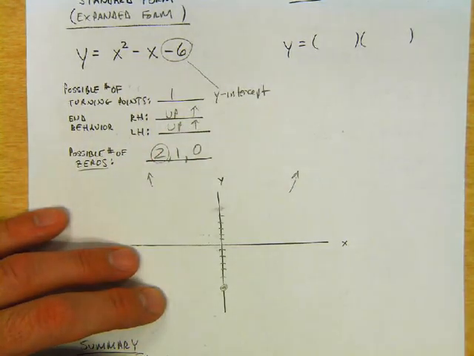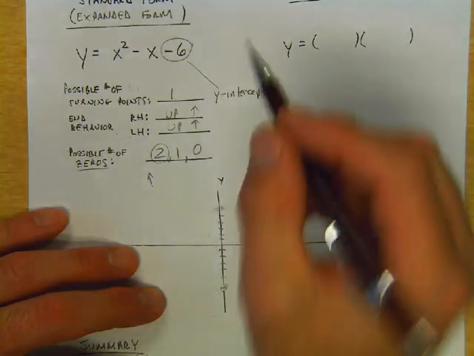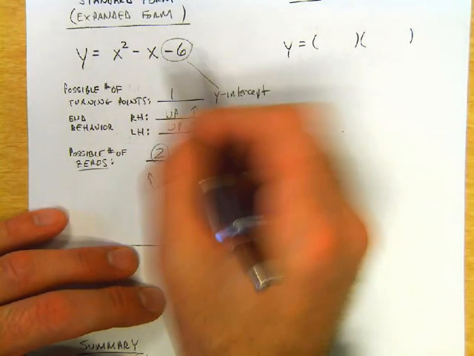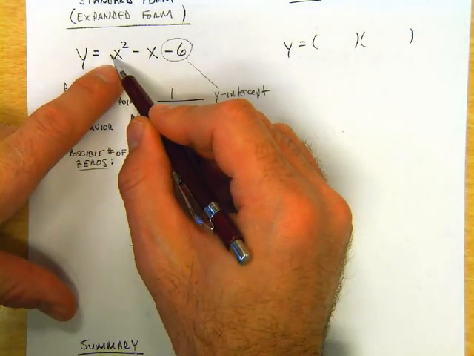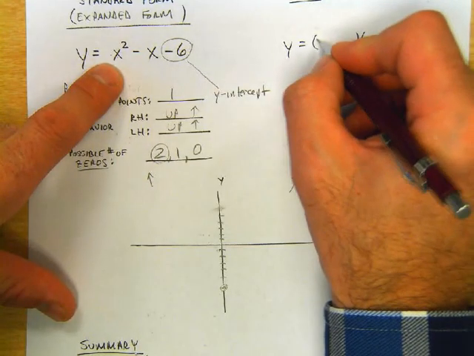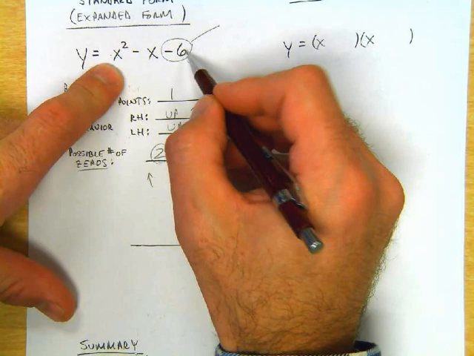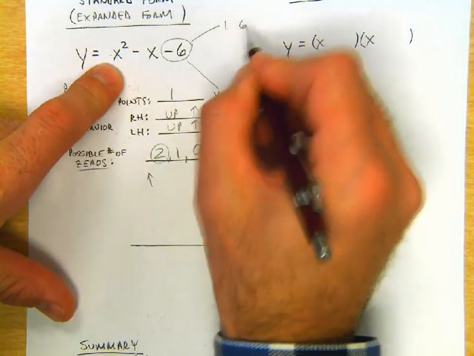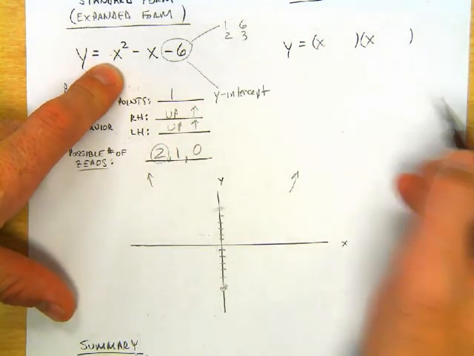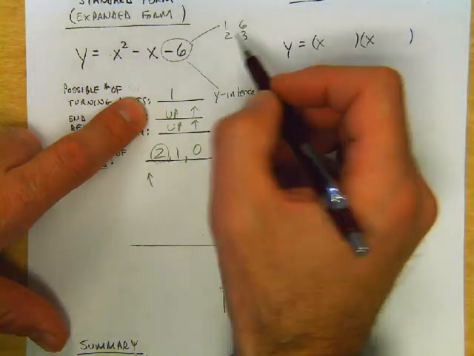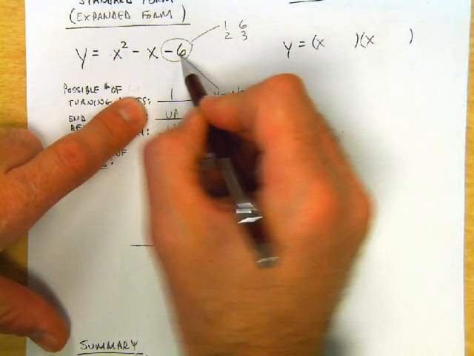And so let's start by factoring this. There's no lead coefficient, so we know we're going to have x and x. We need to find factors of 6, 1 and 6, 2 and 3. And we need to find a way to get them to multiply to negative 6 and add to negative 1.